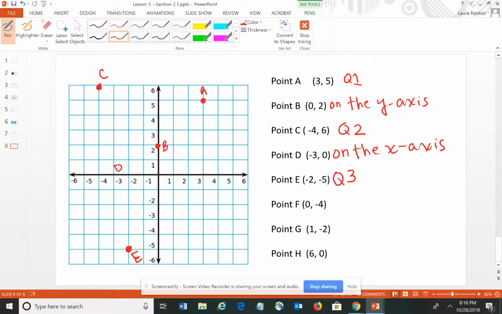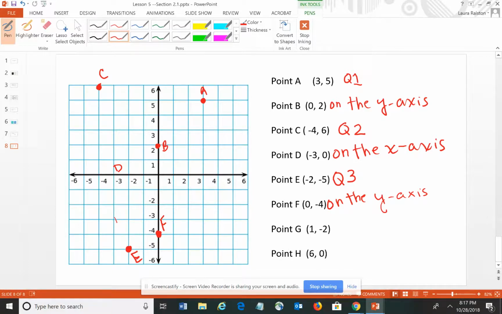Point F, again, beginning at the origin, it says 0, -4. So 0 indicates not to move any left or right, and then I'm going to go 4 units down. There's point F. And it is on the y-axis.